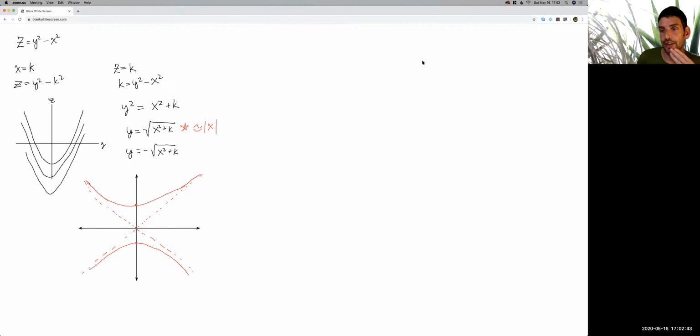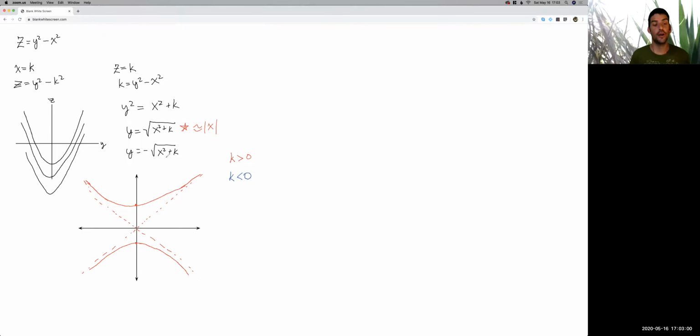What about if k is negative? So let's do this. The red is for k greater than 0. Let's think about k less than 0. It's negative. Well, a similar idea happens, except now we're subtracting something. So instead of being almost the same, again, I'm thinking of x very, very large.